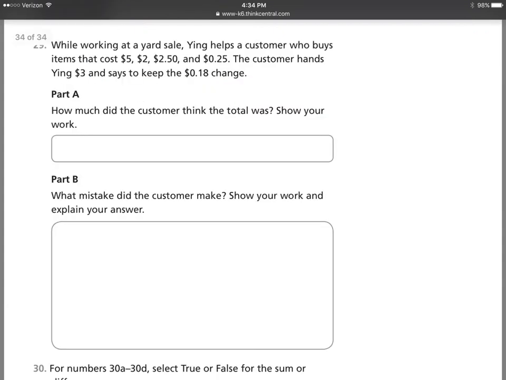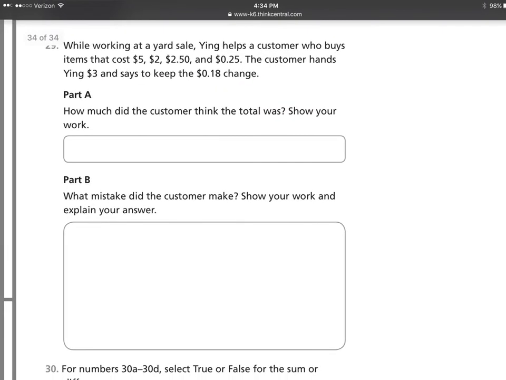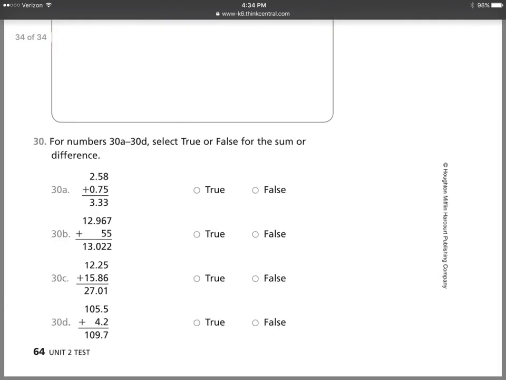We're going to be skipping number 29. You can cross that out. Let's move on to number 30. Number 30 is a 4-point question. You should enjoy this question. The work is already done for you. You just need to check for accuracy.